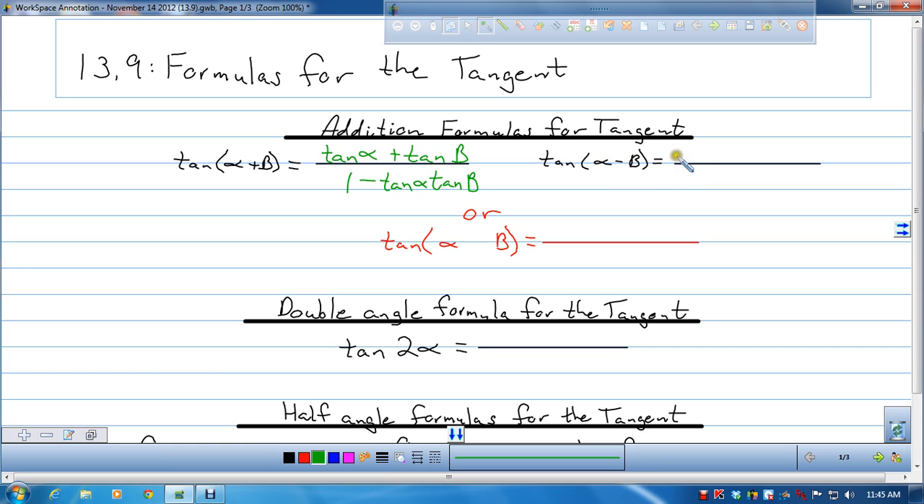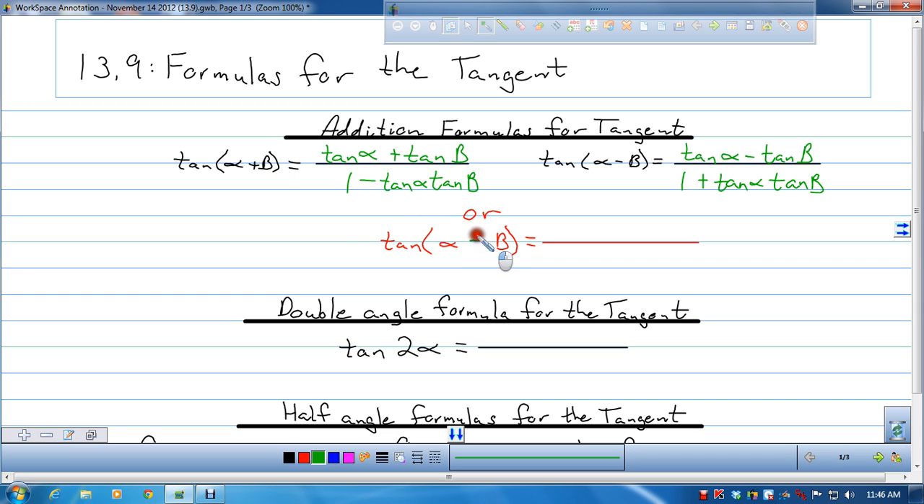are subtracting. It will be the tangent of alpha minus the tangent of beta over 1 plus the tangent of alpha, or the first angle we have, times the tangent of beta. Okay. Now, some books and things will show this all combined and show it like this.